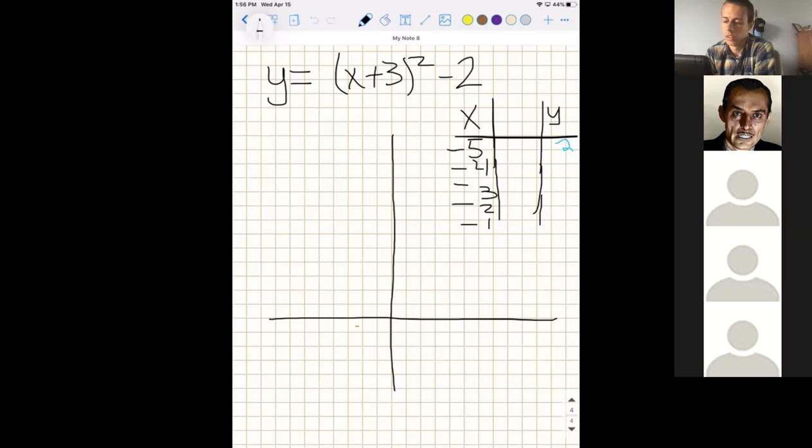-5, -4. All right, you put in -5 plus 3. Oh, wait, no, that's -2. So -5: -5 plus 3 is -2, squared would be 4, but then you still have this -2 on the end. So that'd be 4 minus 2, or 2. So -5, up 2. All right, so we got that point.